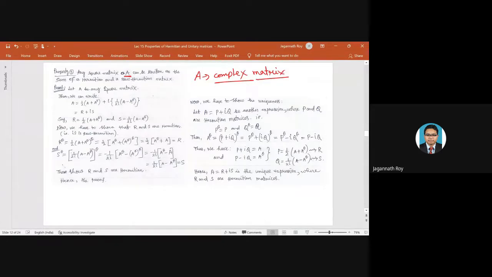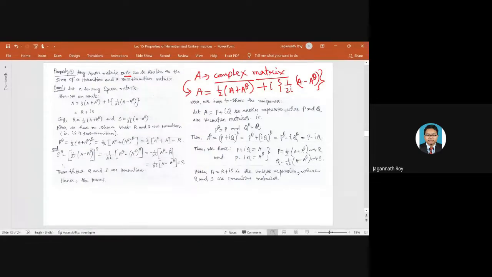Then we can write A as a sum of a Hermitian matrix and a skew Hermitian matrix, just like we can write any real matrix as a sum of a symmetric matrix and a skew symmetric matrix. Here we can write A as (A plus A theta)/2 plus I times (1 by 2i)(A minus A theta). So this is our claim that A can be written as this.